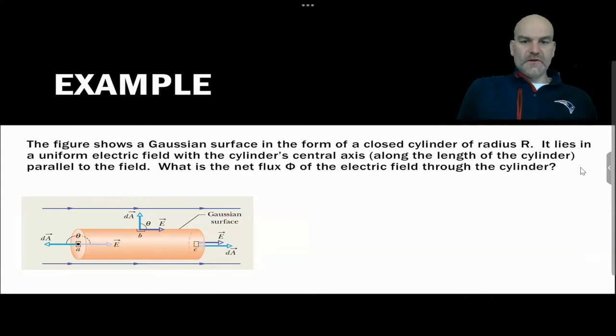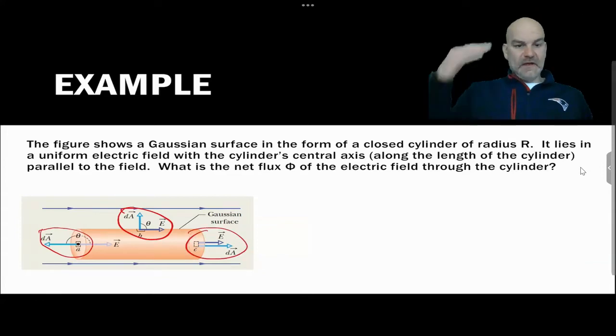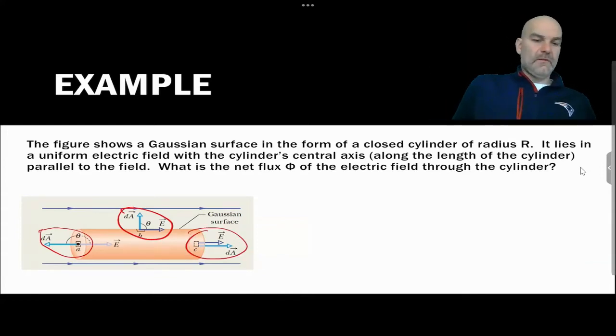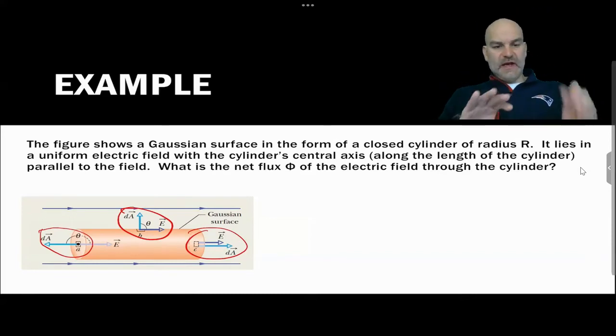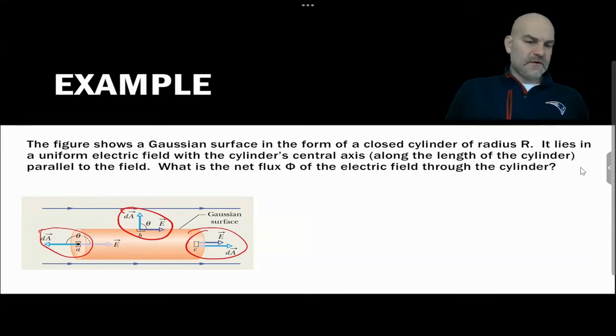It lies in the uniform circular field with central axis, which is along the length of the cylinder, parallel to the field. And then what is the flux of the field through this cylinder? And so the way you think about it, you can see that in this diagram, there's three surfaces we're looking at, right? We have the two end caps, and then we have the one that would pass over the surface, right? And so imagine that surface is all the way, remember, it's perpendicular to it.